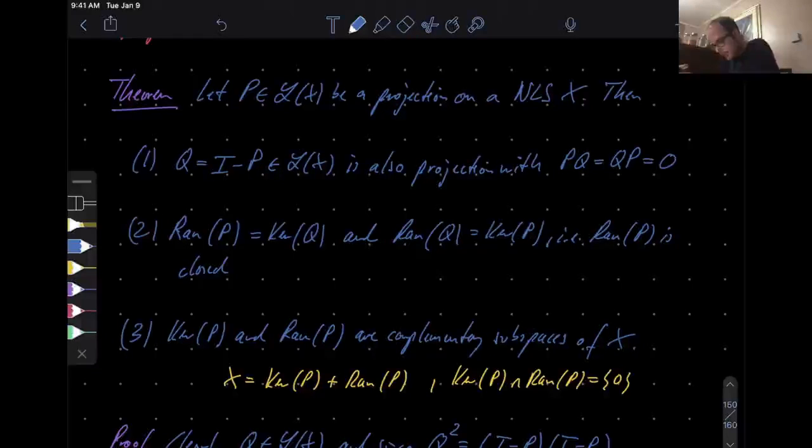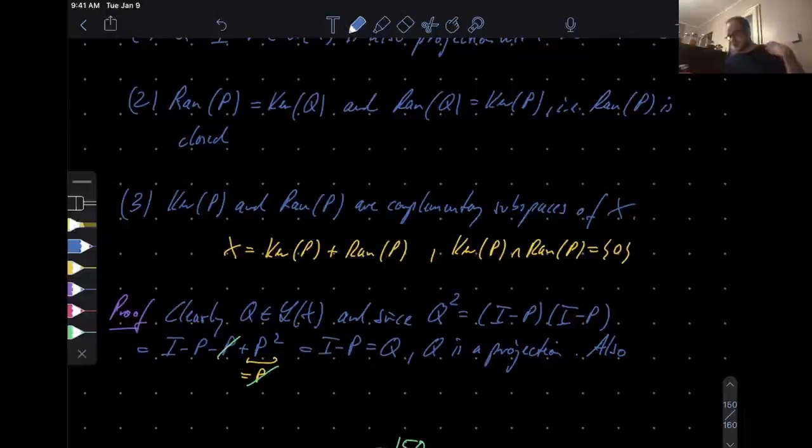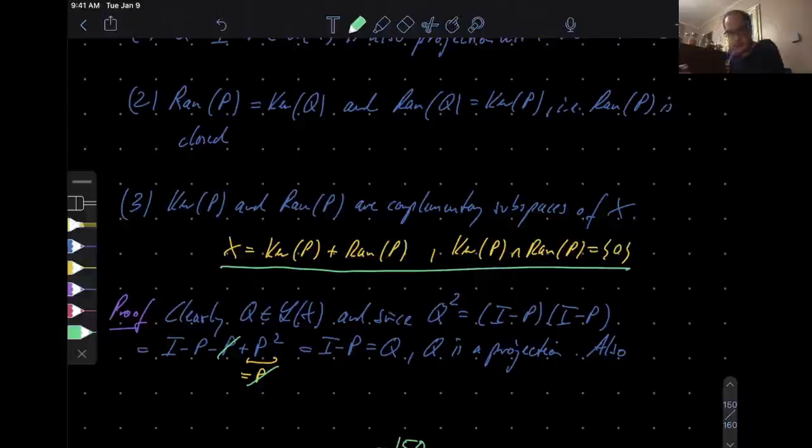More importantly, the range of any projection is closed, and there's this curious identity that the range of p is equal to the kernel of 1 minus p, and there's a sort of complementary one, range of q is equal to the kernel of p. What remains to be proven is the third one, that kernel and range of a projection are complementary subspaces. So in other words, precisely what's written here that I'm currently underlining in green.